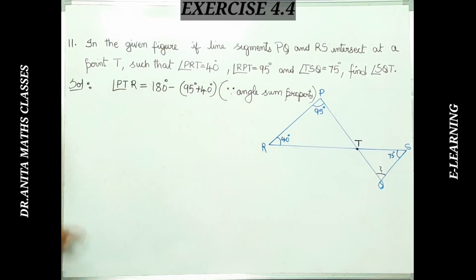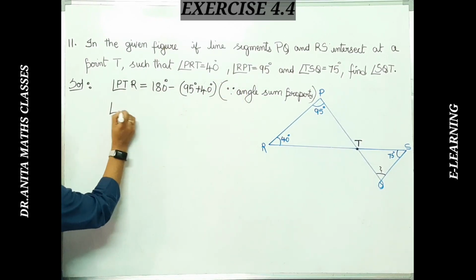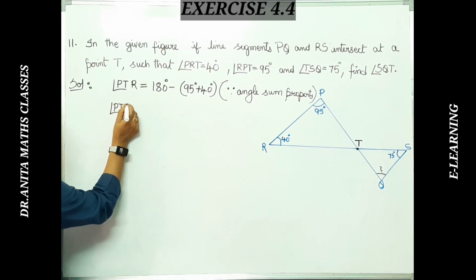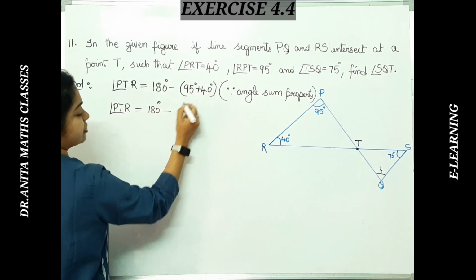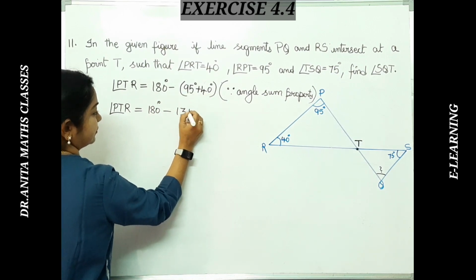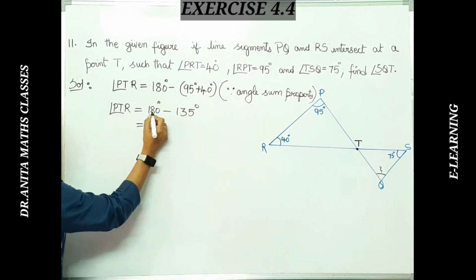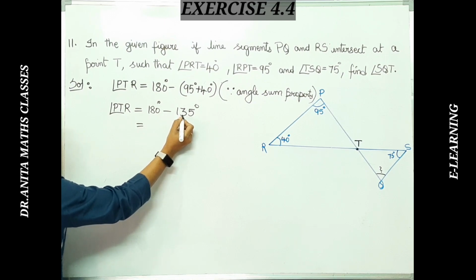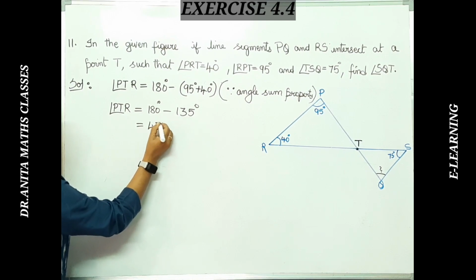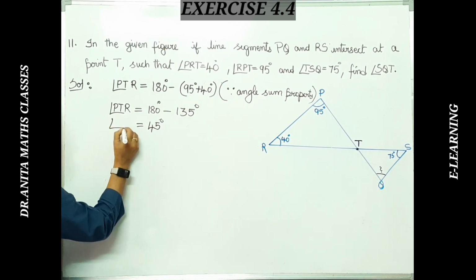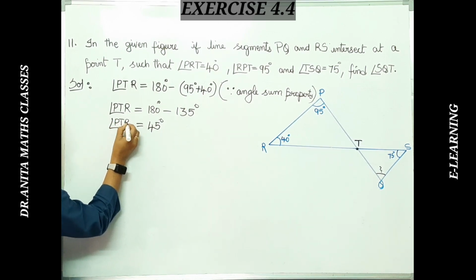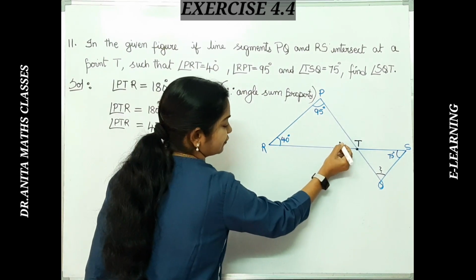Here, how much do we get? Angle PTR is equal to 180 minus 135, since 40 plus 95 becomes 135. So that is equal to 45. Yes, 45 degrees. 180 minus 135 is 45 degrees. So this angle PTR we got as 45.